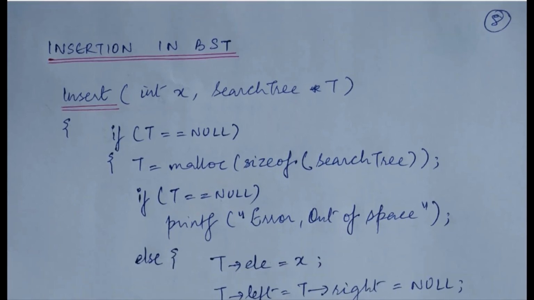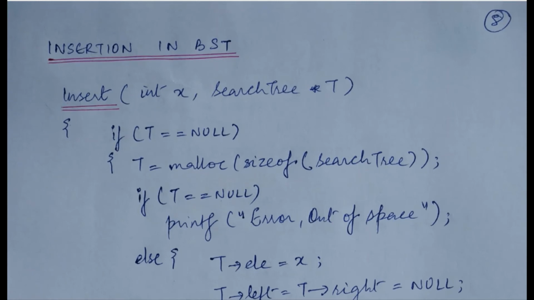So this is how it goes. If your t is null, that means either it's the root that is null, or in one of the recursive calls you hit a null t. So what you do is you create a node using malloc. If t is null, it's a good practice to do this.